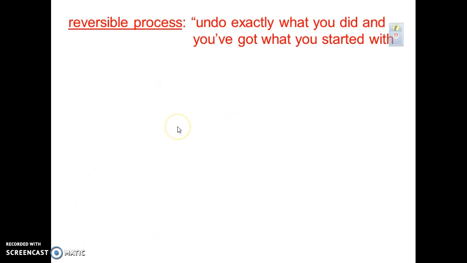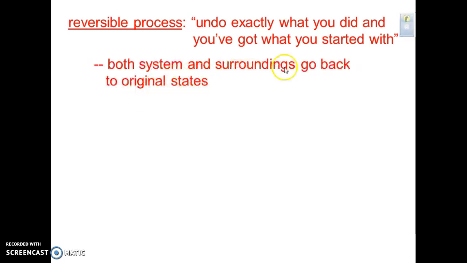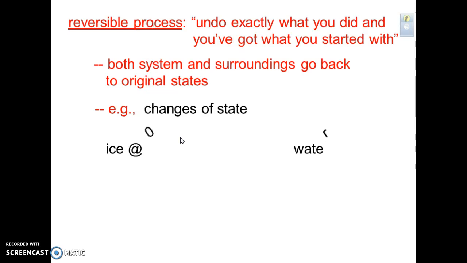Okay, now, a reversible process. Technically, here's the quickie way to define it: undo exactly what you did and you get what you started with. It's another way to say reversible. So both the system and the surroundings go back to their original state. For example, a change of state is a classic example of a reversible process.